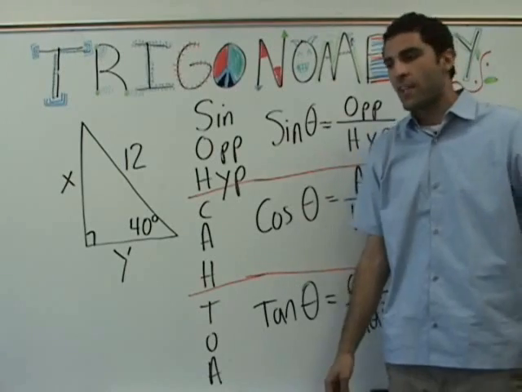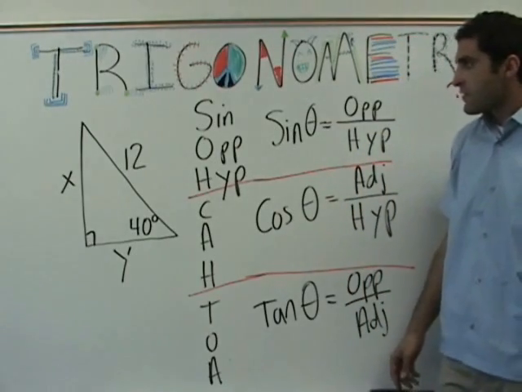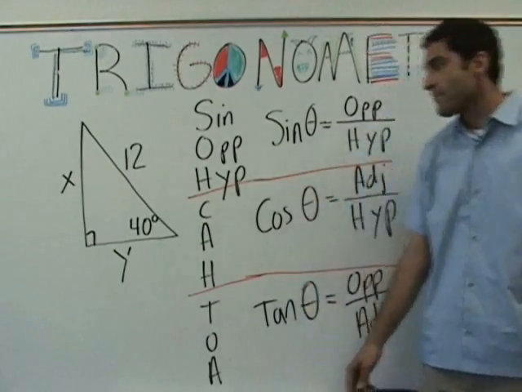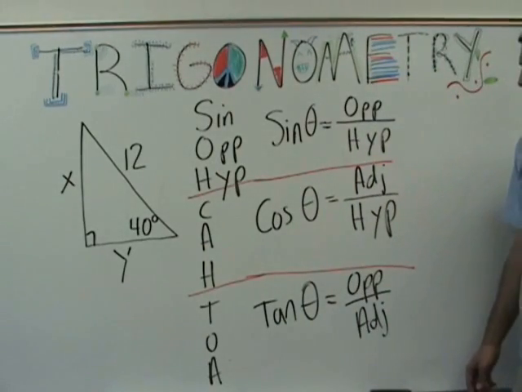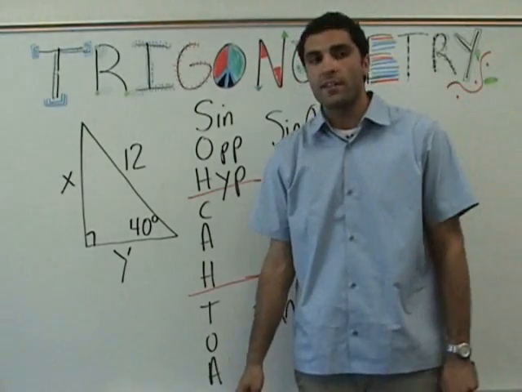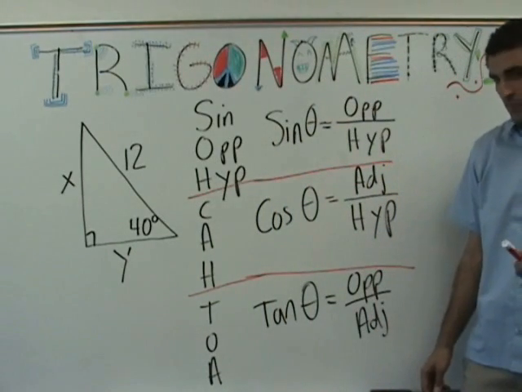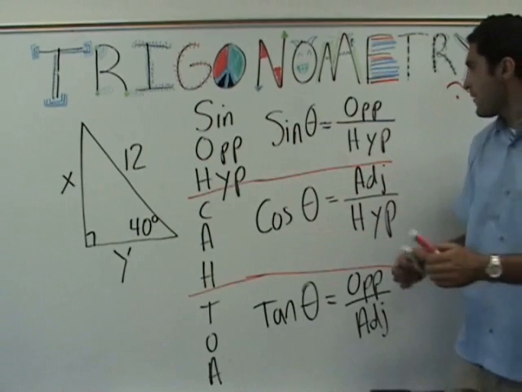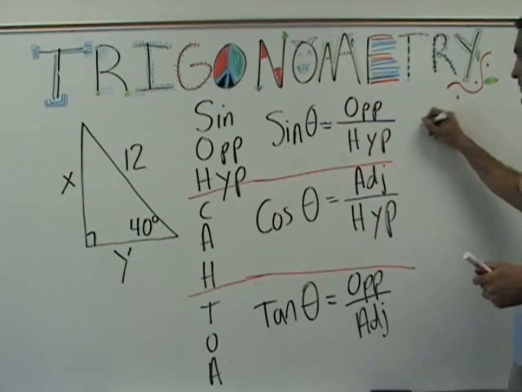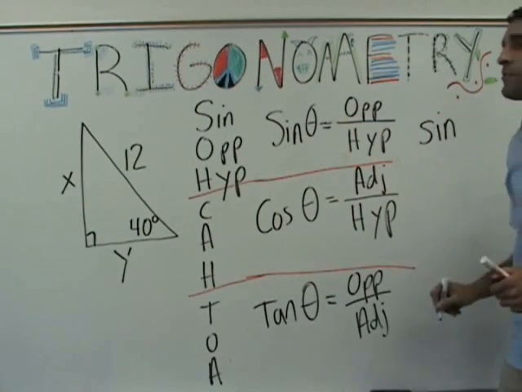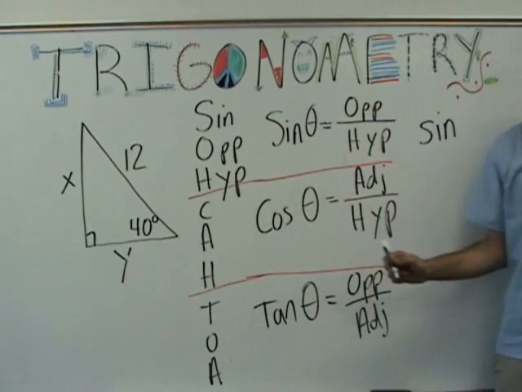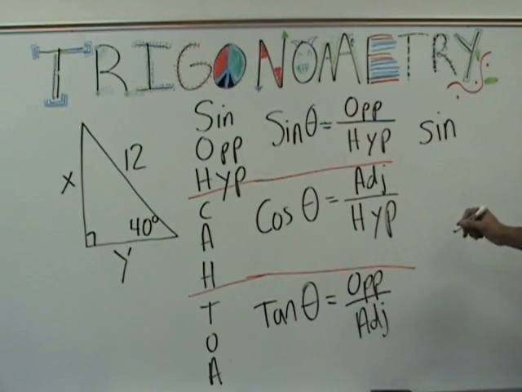Please have your calculators handy if you don't already. Sine. Let's do sine for 40. Okay, so here we go. You always do sine, cosine, tangent of angles. So sine of 40 equals.